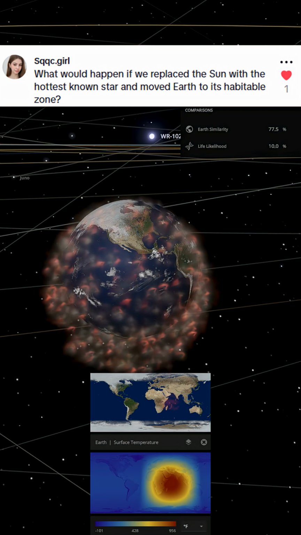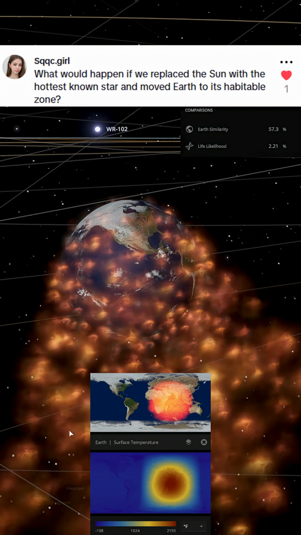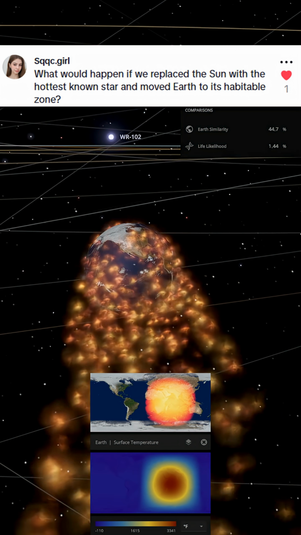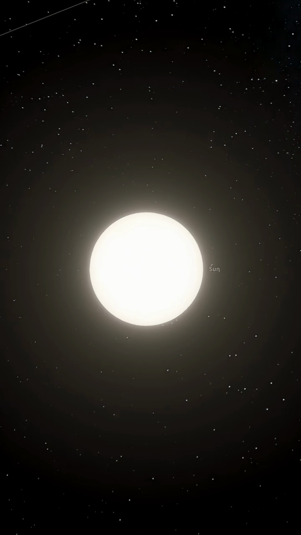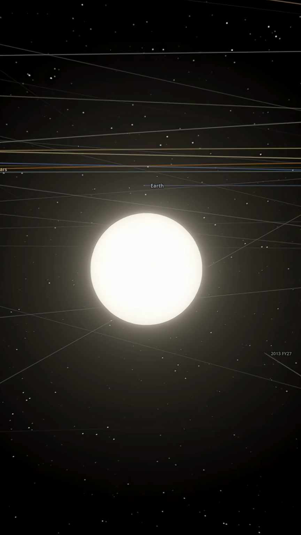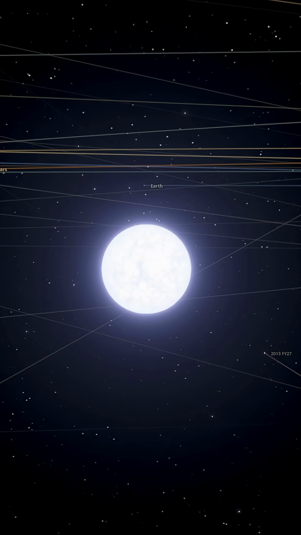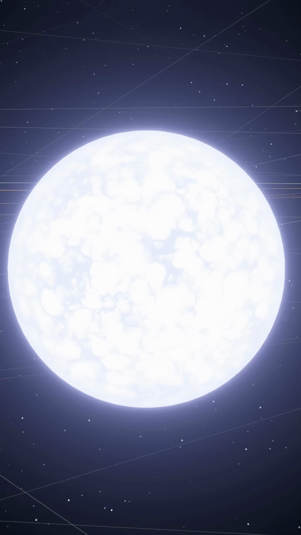A fan asked, what would happen if we replaced the sun with the hottest known star and moved Earth to its habitable zone? Alright, let's do this experiment and satisfy this fan's crazy idea. The hottest known star is currently WR102.